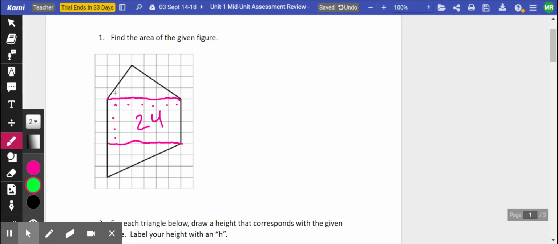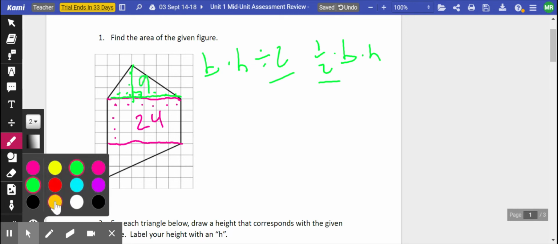For the triangle, we can call this the base and this the height, because we can count those on the grid. The base will be 6 units, and the height is 3 units. Remember that the formula for a triangle is base times height divided by 2, or you might have seen it as 1/2 times the base times the height, since multiplying by a half and dividing by 2 do the same thing. 6 times 3 is 18, and 18 divided by 2 is 9. So the area of that triangle is 9.